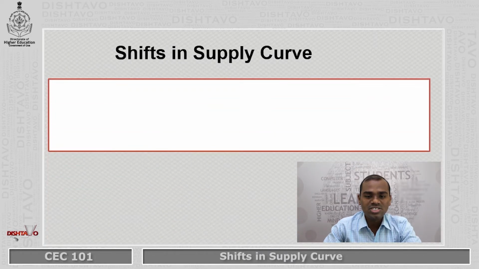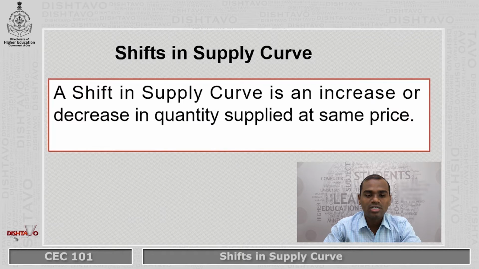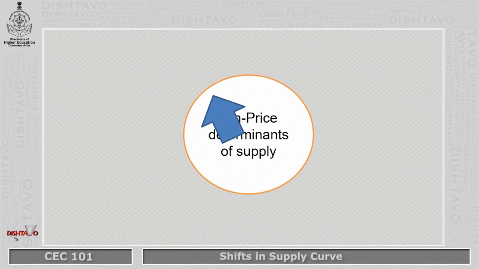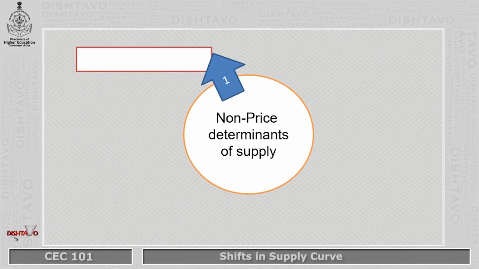First, we will see what is shifts in supply. A shift in supply curve is an increase or decrease in quantity supplied at same price. A shift in supply curve can take place due to non-price determinants of supply. So, we will discuss non-price determinants of supply in much detail. The first one is number of sellers.